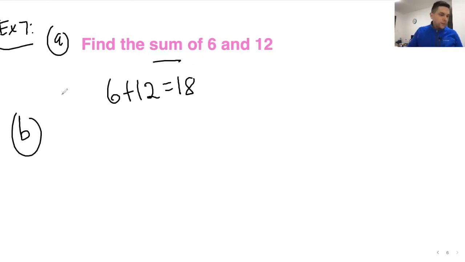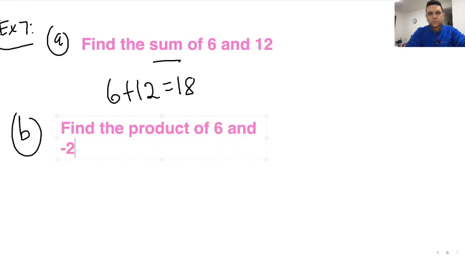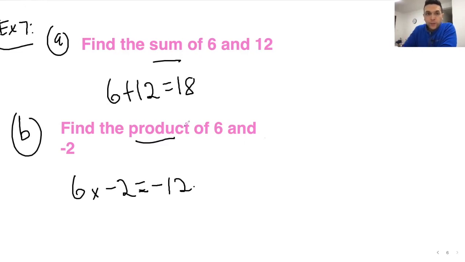B, find the product of 6 and negative 2. Let's see. Product means what? Multiplication, right? So we're just going to multiply 6 times negative 2, and this is negative 12, right? But remember the keywords that we went over before: sum, product, difference, quotient, etc.